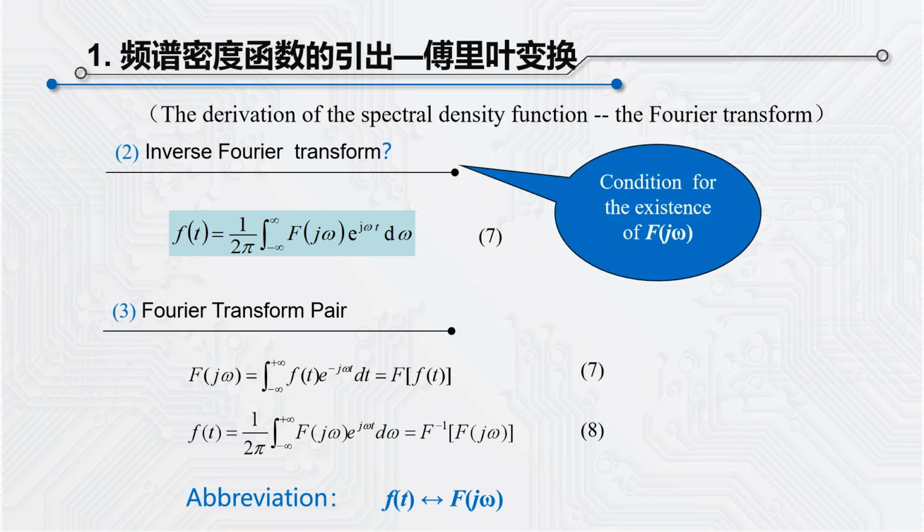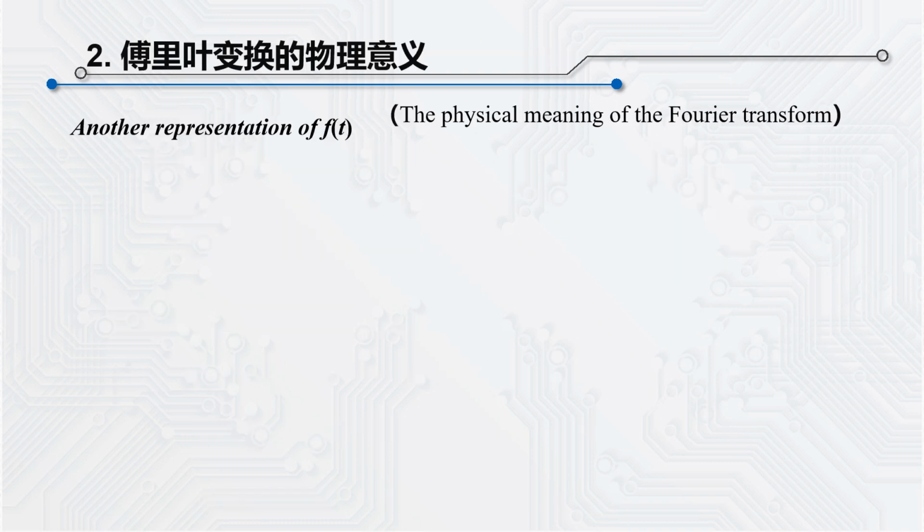Well, what is the condition for the existence of F(j omega)? We will discuss it later. Let's look at the physical significance of the Fourier transform. Another representation of f(t) can be derived in this way. This is the definitional formula of f(t).